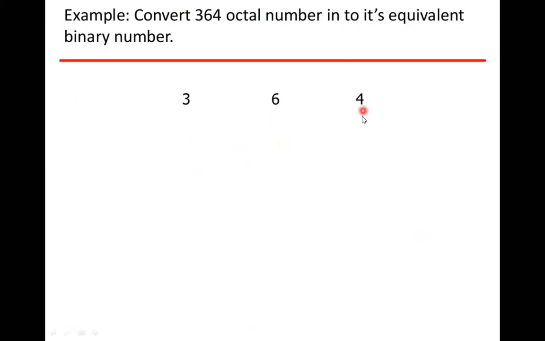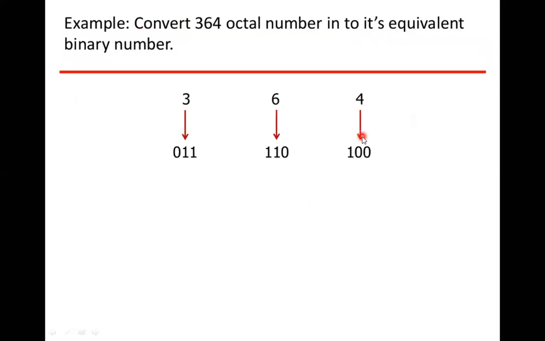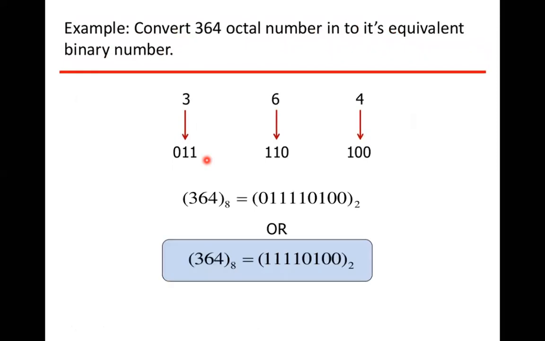So 4 is nothing but 100, 6 is 110, and 3 is 011. So what is the final answer for this? We can write it as 011 110 100 of base 2, or we can simply say 11110100. We can write it in this form too.